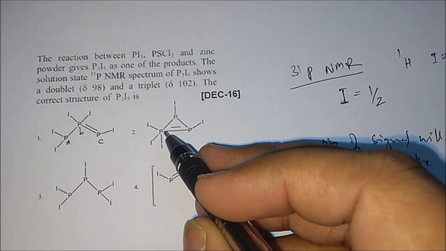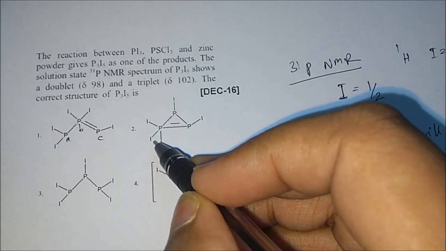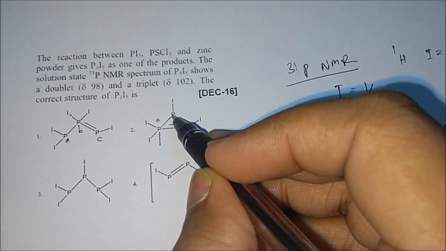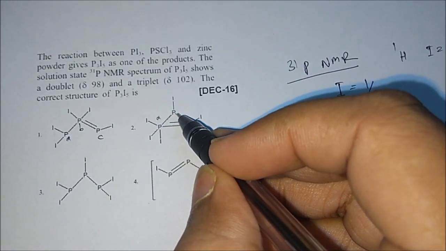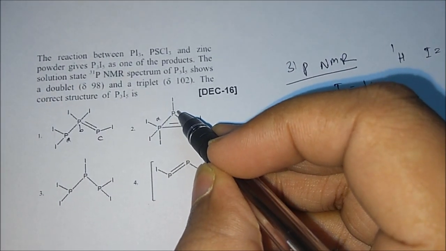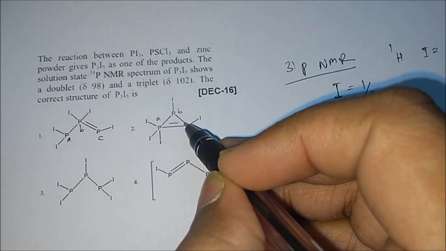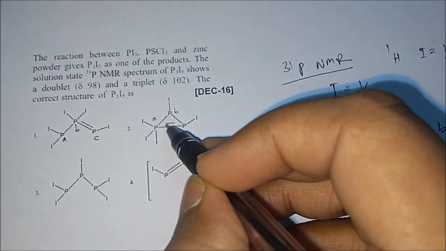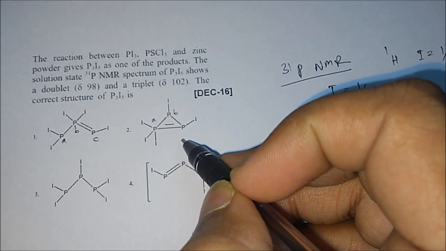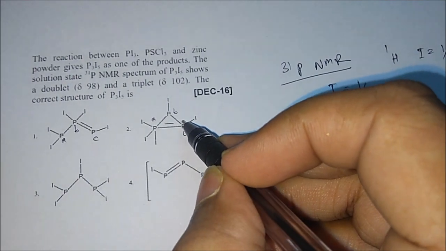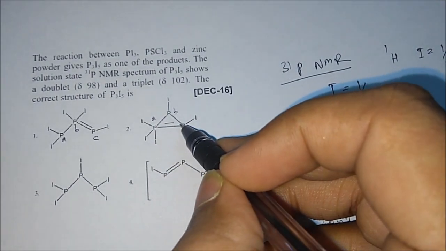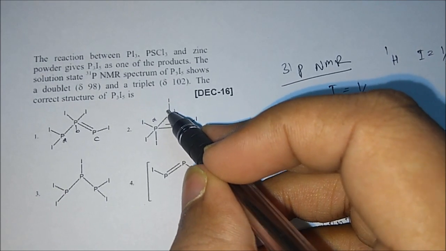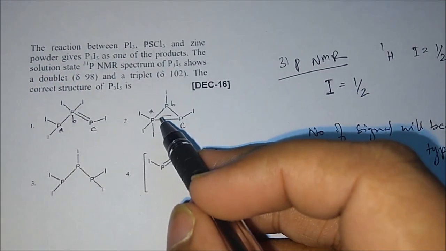Coming to the second option, here also if you'll see, this phosphorus is attached to 2 iodine and 2 phosphorus. That means this is A type of phosphorus. This phosphorus is attached to 2 phosphorus and iodine, so this will be your B type of phosphorus. And this phosphorus is also attached to a phosphorus and iodine, but it is attached with a double bond. All right. So this will be your C type of phosphorus, because the electronic environment for this phosphorus will be different from the electronic environment of this phosphorus. Okay, so A, B and C, all 3 will be different.